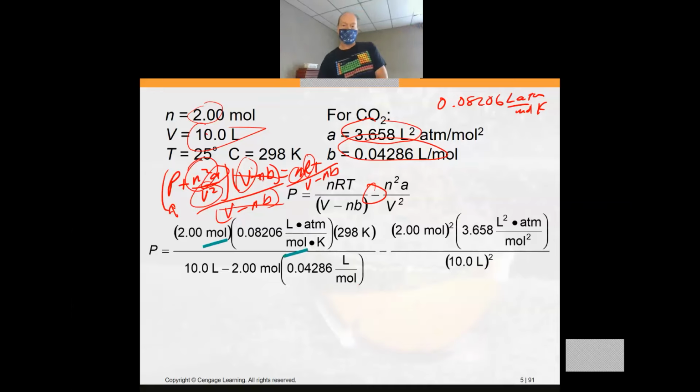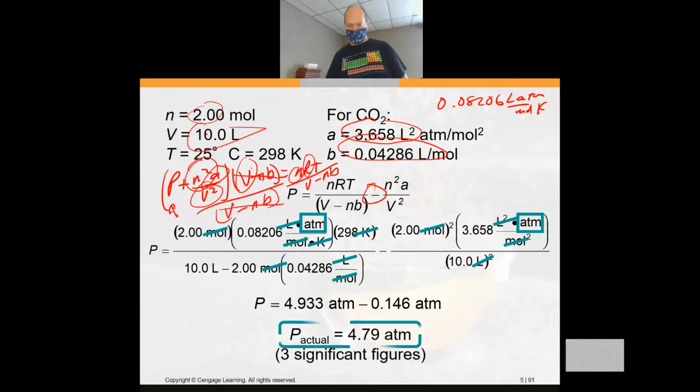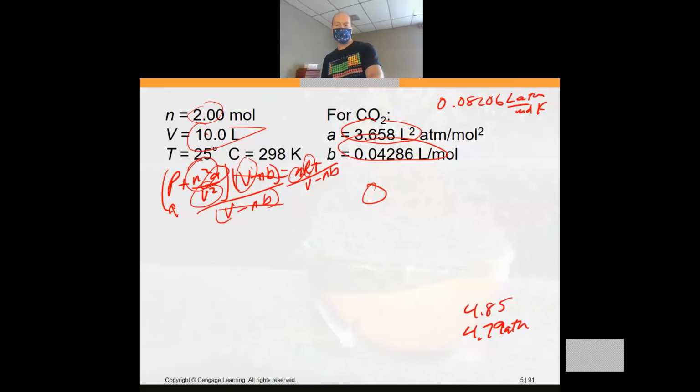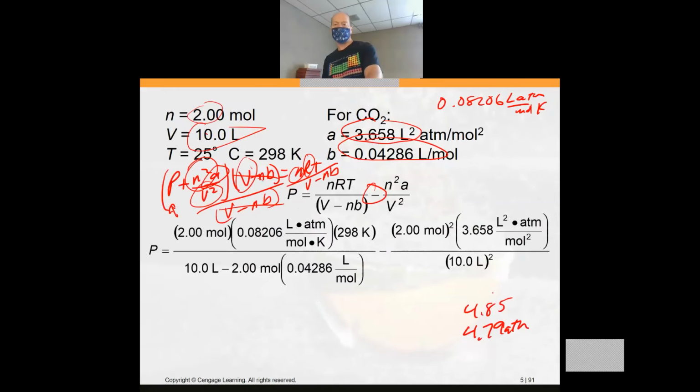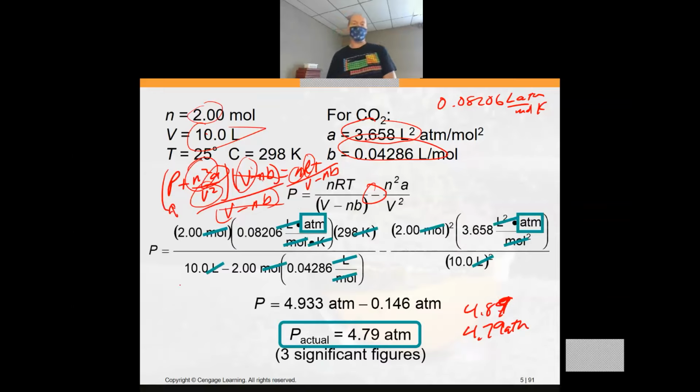All right, so when you push the buttons, you're going to get atmospheres, and that is 4.79 ATM. What do we have before? Well, I've got to go back and look. The ideal gas equation, 4.89. So what we're going to do now is see what the error is from using PV equals nRT.